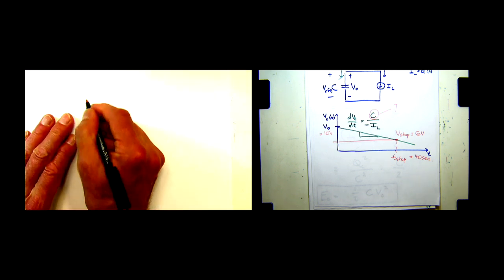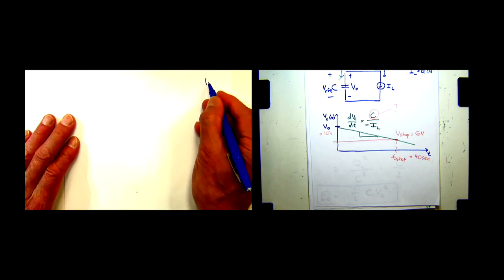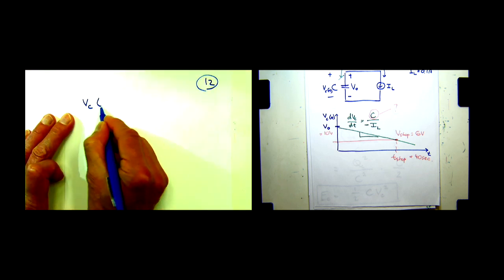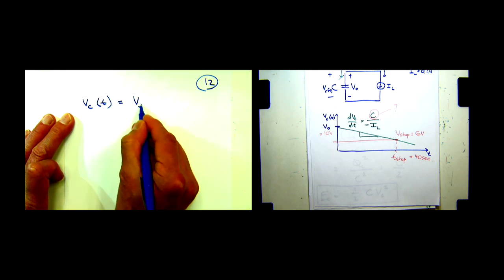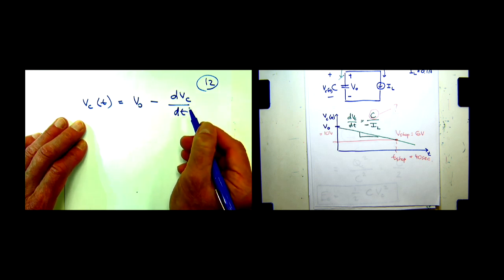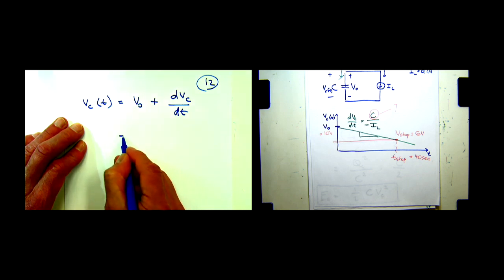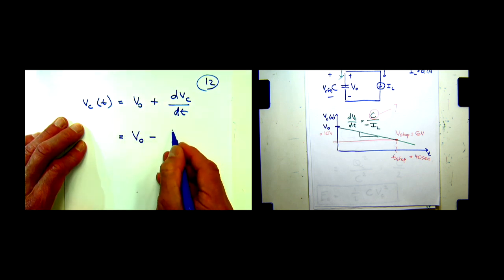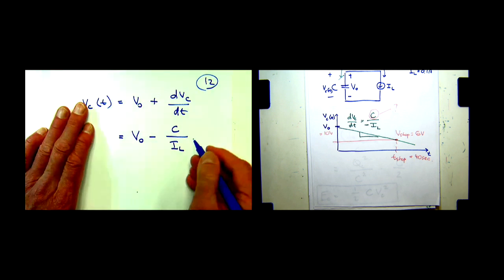So the voltage on our capacitor is going to be equal to V0 minus, or actually plus, dVc/dt, so that's going to be equal to V0 minus C over IL times T. Okay, so we're discharging the capacitor with the current IL, so the voltage across the capacitor is going to decrease.